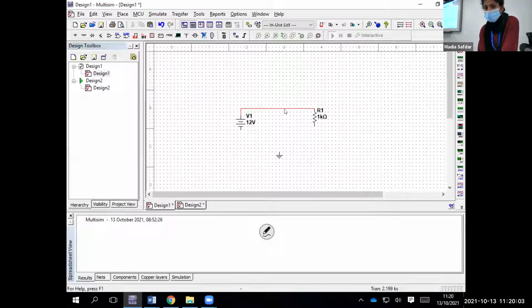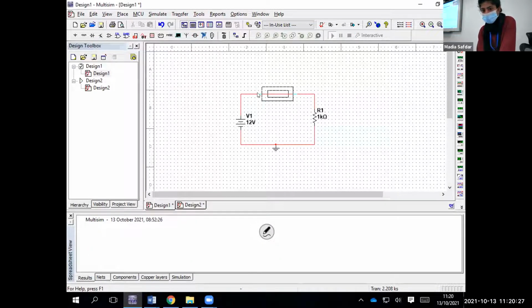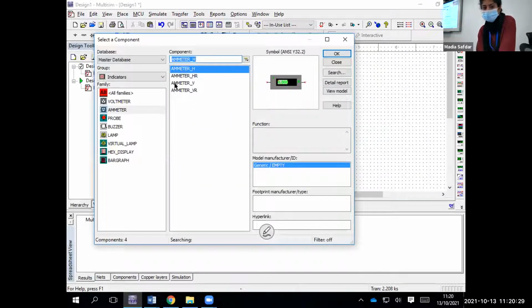You see this, when the wire is red, this is connected. Then take another wire from here and put it here. When you see this red dot, then leave the circuit. Then connect it with the ground. Now come here, place indicator. From here, take ammeter horizontal and then place it on the wire. You will see it will directly connect.